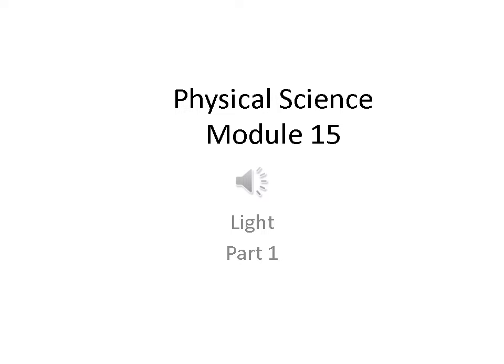Today we're going to be going over Physical Science Module 15, and the topic is light. Light is a type of wave that causes objects to be visible to the human eye. The sun produces light, and that light bounces off objects into our eyes. Our brains interpret that light and tell us what we're seeing.